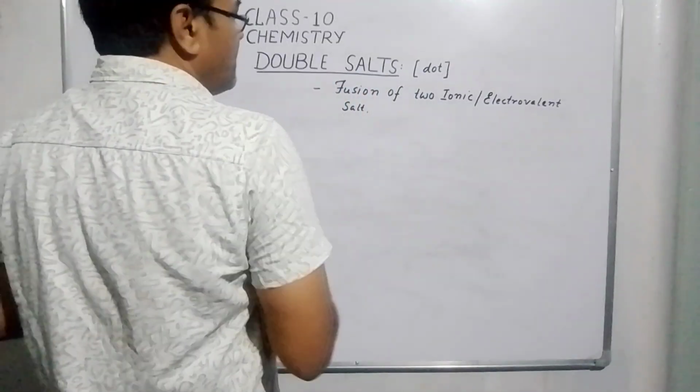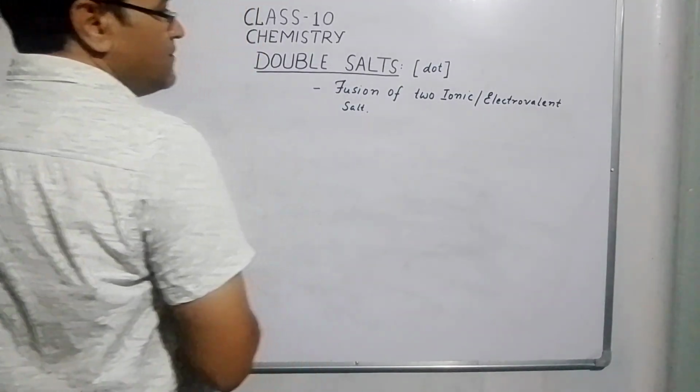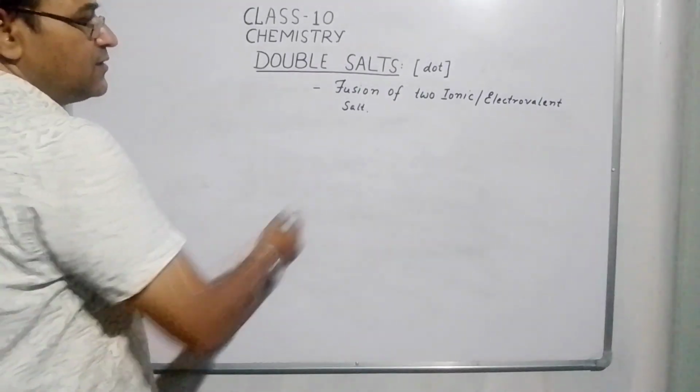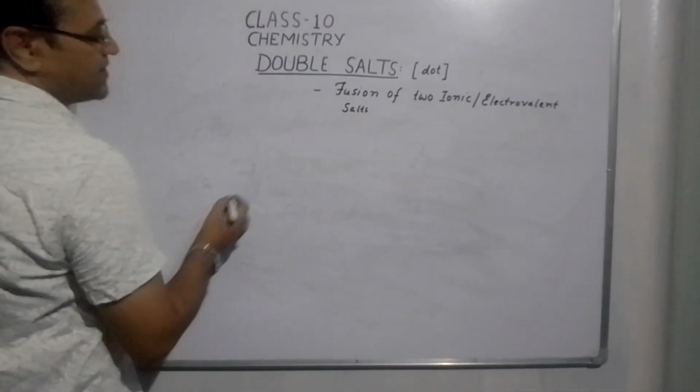Now the question is, what do you mean by double salt? Fusion of two or more ionic salts. Okay. Now let's take an example.